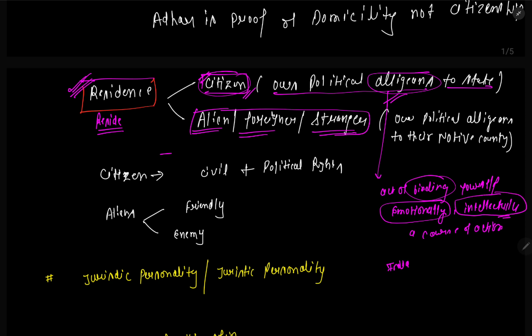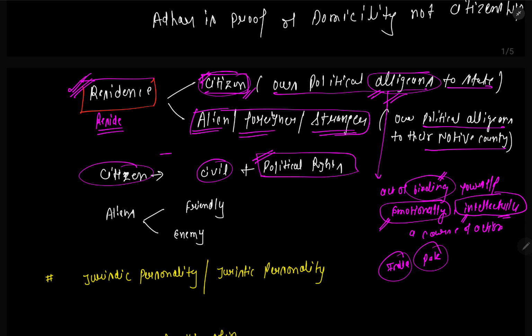Let's say, for example, there is an India Pakistan match. Now at that match, the feeling an Indian citizen will have will be different from what an alien will have. Clear? If there is an Indian citizen, his feeling will be different, because he owes political allegiance to the state, meaning he has some sort of emotional bonding, some sort of intellectual bonding with the state. But this is not the case with the alien, foreigner, stranger, because they owe political allegiance to their native country, not to the state of India. Clear?